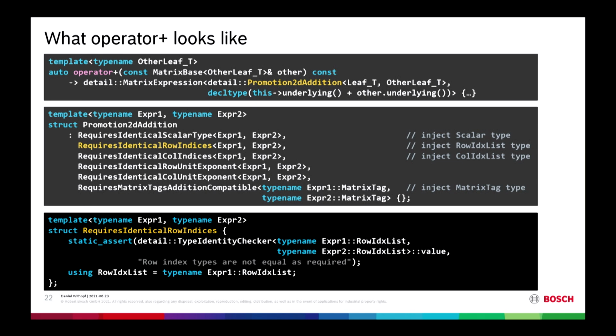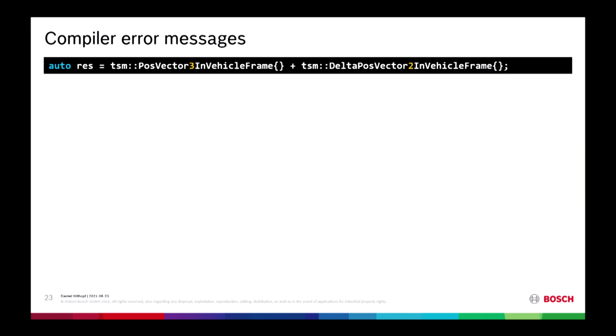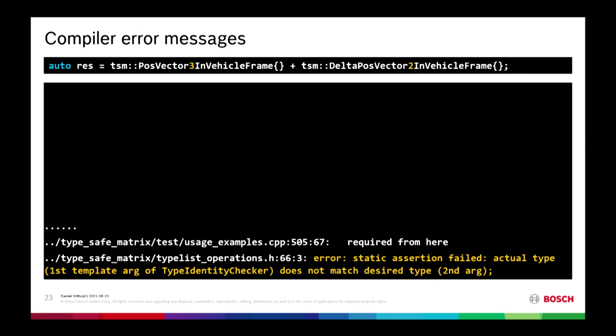Now, why did I do it exactly in that way? Of course, I wanted to have nice compiler error messages, or at least as nice as they can get with templates. So we'll have a look at an example here. This is an operation where we add a three-dimensional point to a two-dimensional displacement vector. When this happens, the user gets a static assertion first, and that's simply a static assertion from the type identity checker that says, okay, two types are not matching.